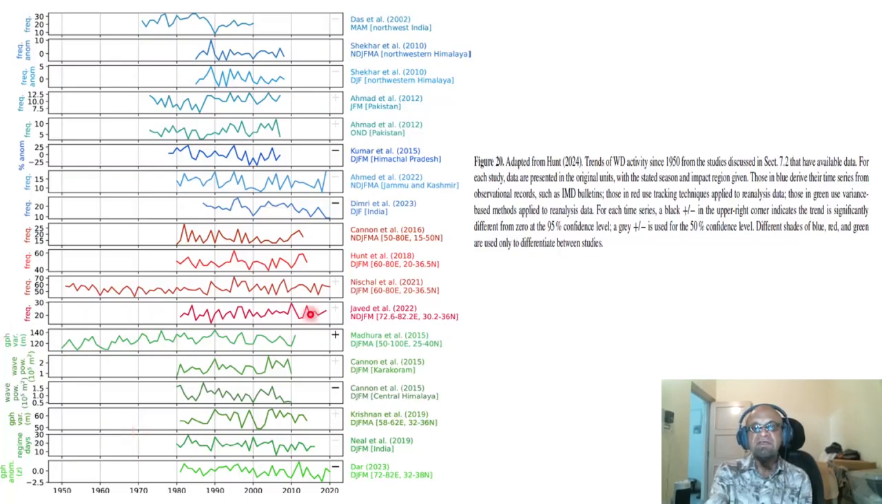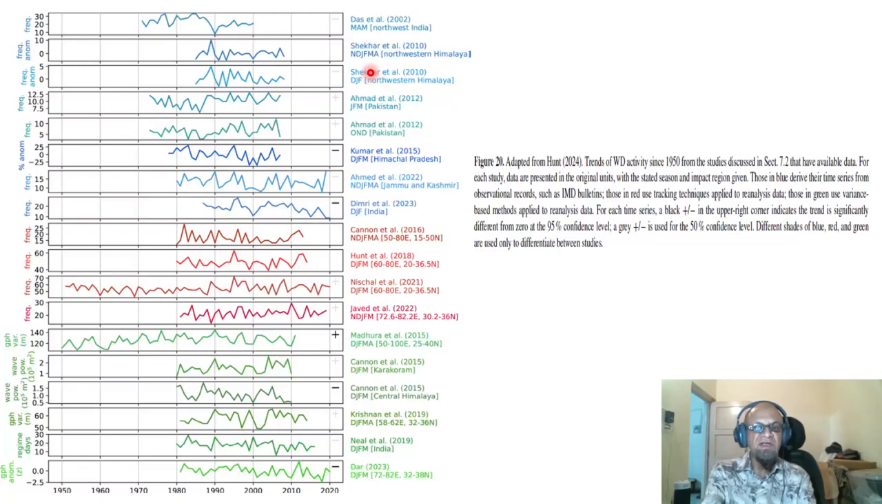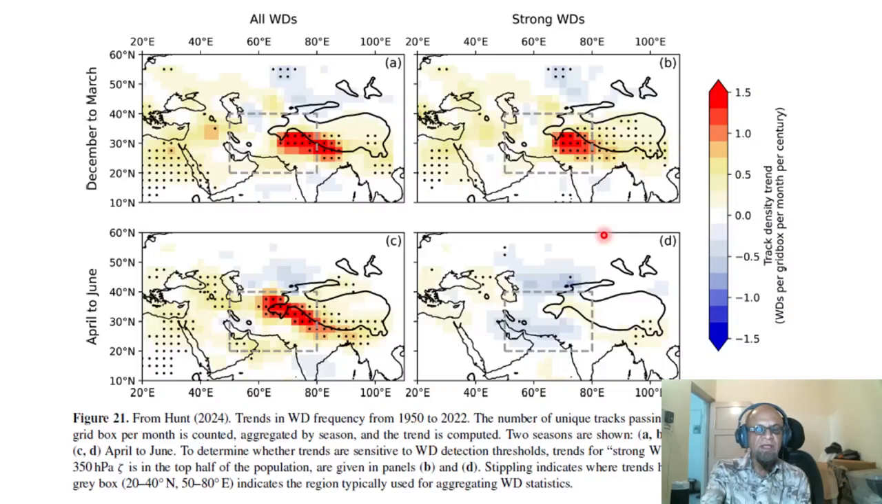The other thing that gets discussed a lot is the trends of WD activity, and there are many studies, as you can see, and the conclusion is that basically there is no robust evidence at all that there is any detectable trend in the WD frequencies, even though people keep writing about it and several claims are made. Okay, this is looking at all WDs and strong WDs. So this is trends in WD frequency from 1952 to 2022.